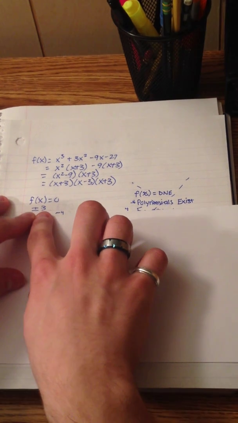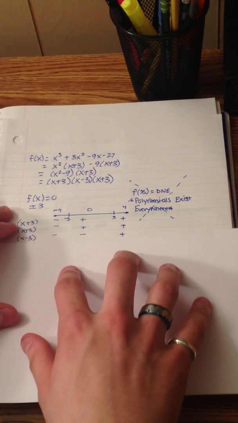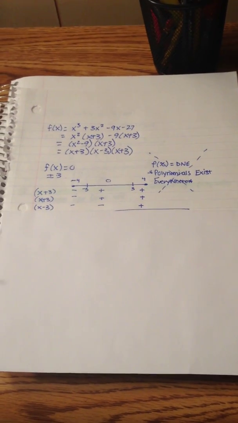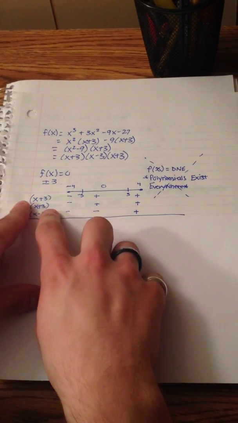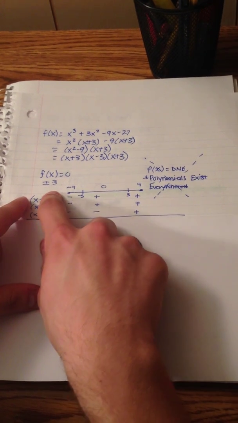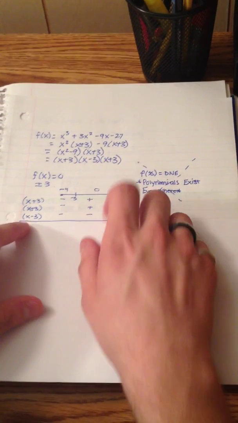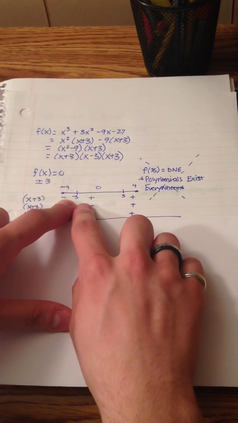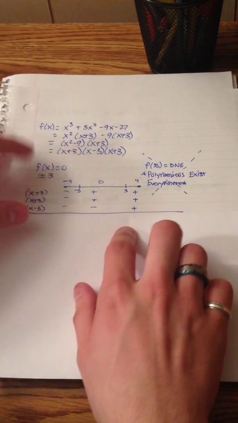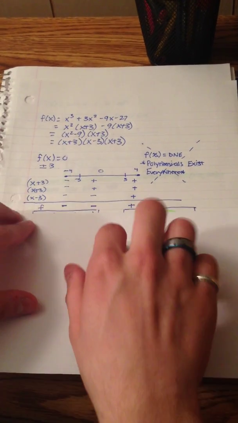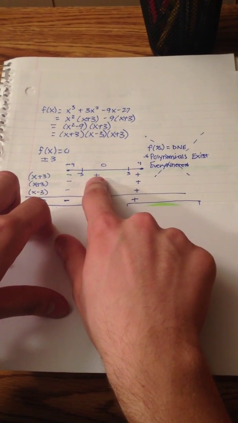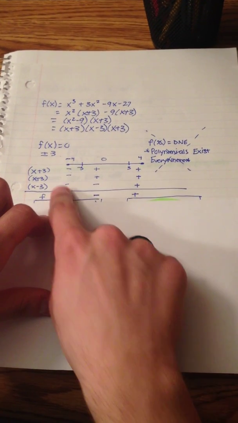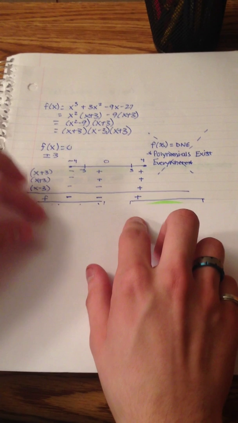With these, our critical values, we can make a sign chart. This will help us to determine where it's positive and negative. So over here we'll list our factors of x plus 3 and x minus 3, and we'll substitute them using our two critical values of negative 3 and positive 3. You'll see we end up with a negative, positive, positive; negative, negative, positive; and positive, positive, positive.